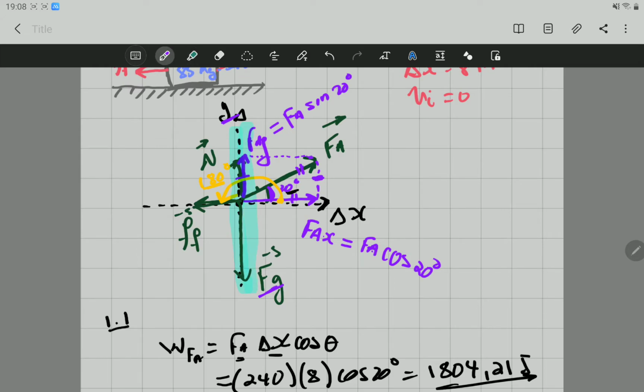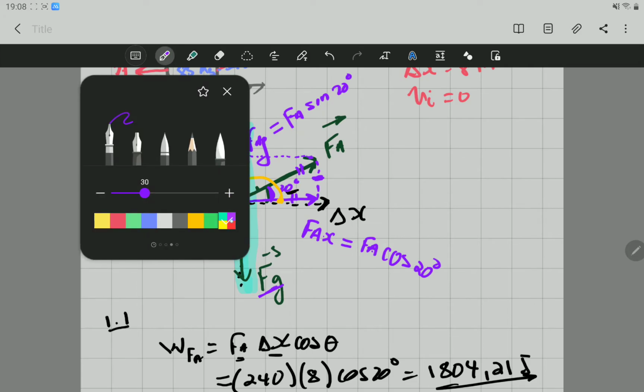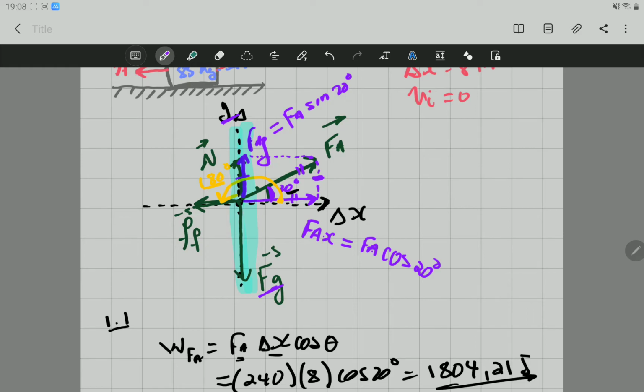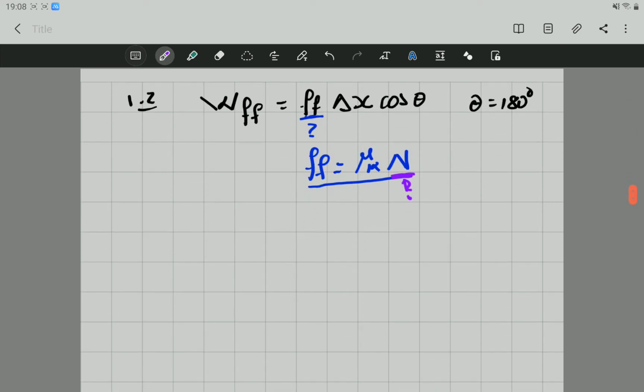Now, note the following, and it is very, very important. The object is not moving in the y-axis. It's moving across the horizontal surface. So, in the y-axis, if the object is not moving, the acceleration is zero, as well as the velocity. Okay? So, we are going to use Newton's second law. I'm going to write here in the y-axis.